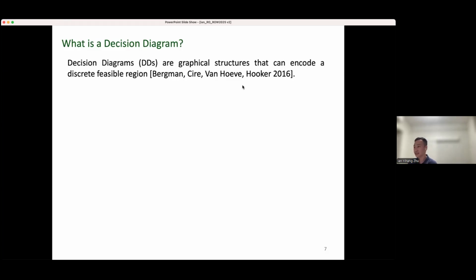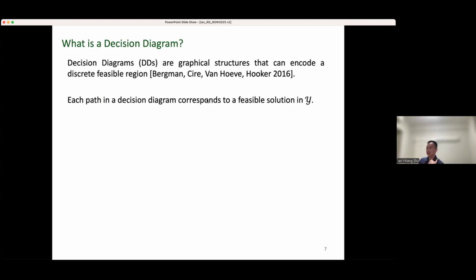Here I'm citing a book on the use of decision diagrams to solve various deterministic combinatorial optimization problems. It is written by several co-authors who were all affiliated with CMU at some point. The key thing to understand is that in these decision diagrams, each path corresponds to a feasible solution. The easiest way to see this is through an example.